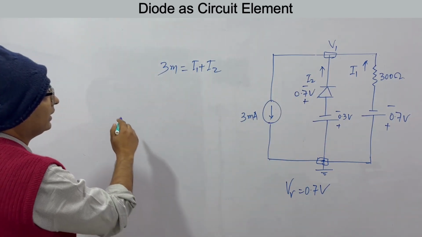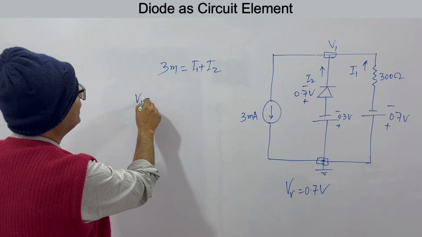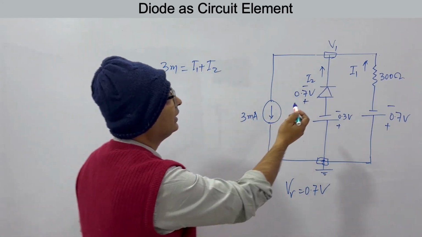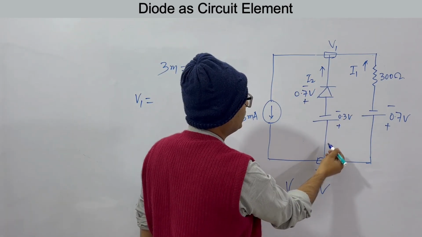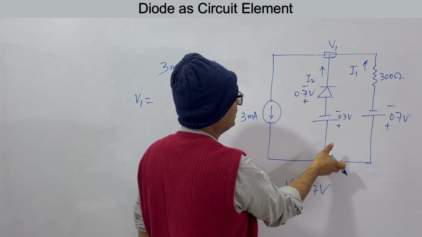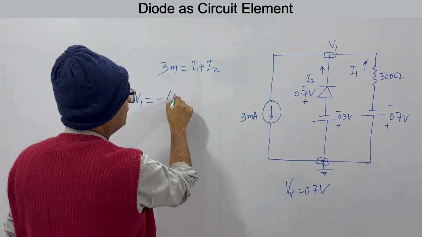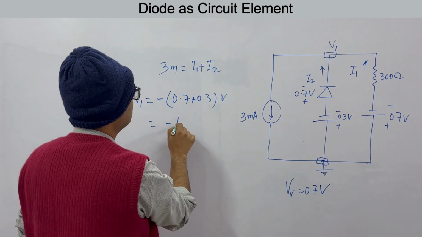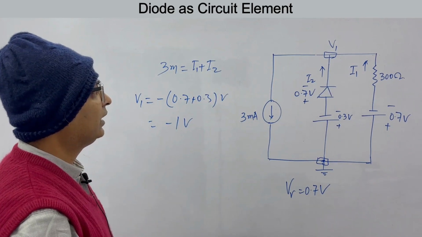So this is actually 0.3 and 0.7. So what is V1? The polarity will be different because we are taking V1 as positive, but here this is ground. So from here it is 0.3 plus 0.7, 1 volt from this to this. So V1 will be minus of this, minus 0.7 plus 0.3 volts. That is minus 1 volt.